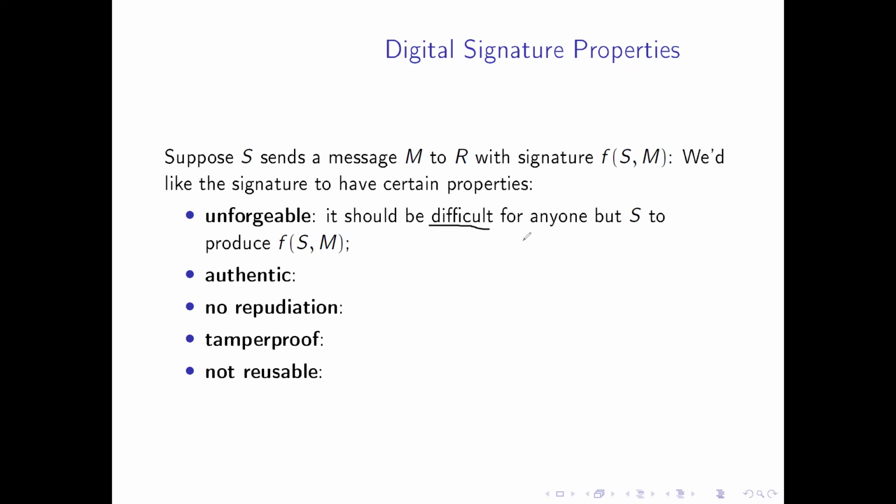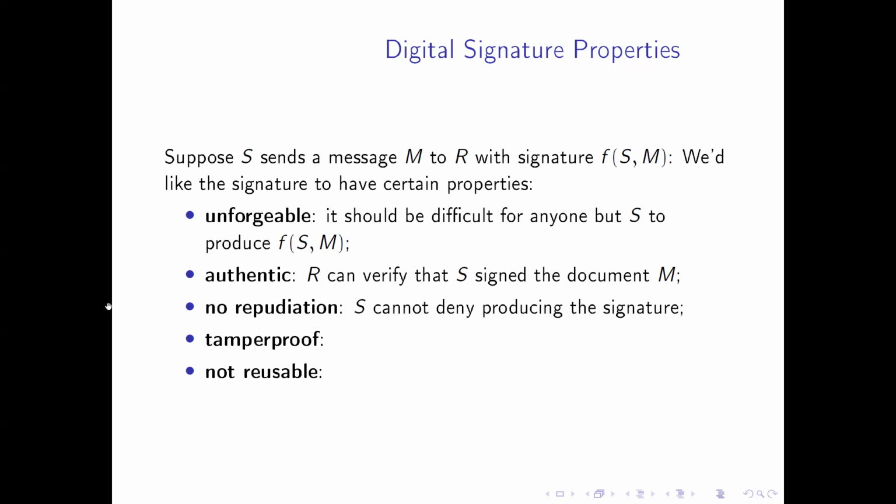The truth is, even with physical checks, there are ways to forge things, and many of them were very difficult, but people would get away with them nonetheless. Authentic. R can verify that S signed a document. In other words, if I send you my signature, you can verify that it is my signature. Repudiation means that I cannot deny producing my signature, so I can't send you a check, sign it, and then claim that I didn't sign it. That's part of the repudiation. And that's a benefit, especially when we start talking about e-commerce. This is really important, that I can't take back something.